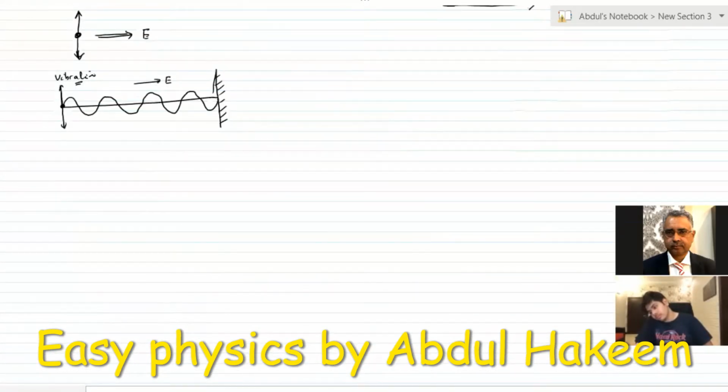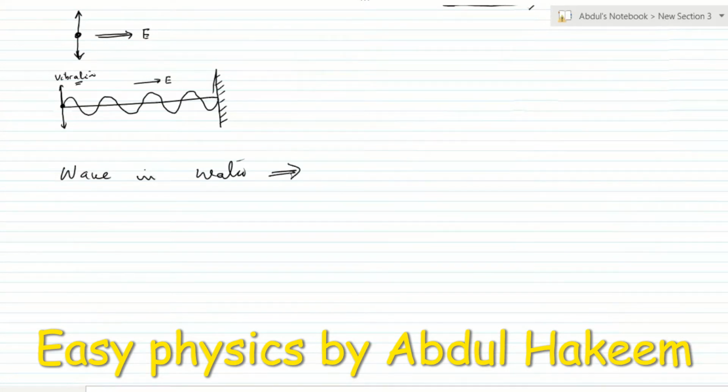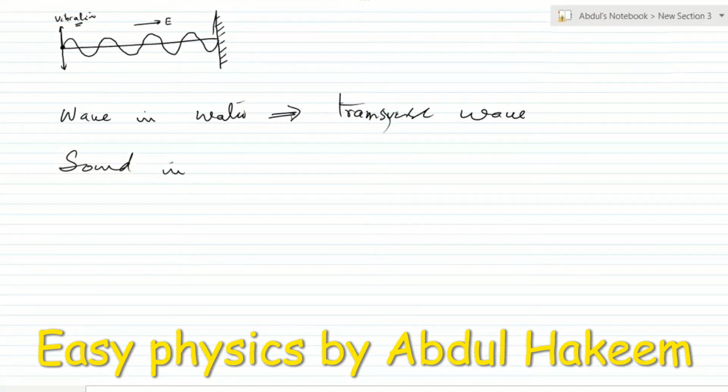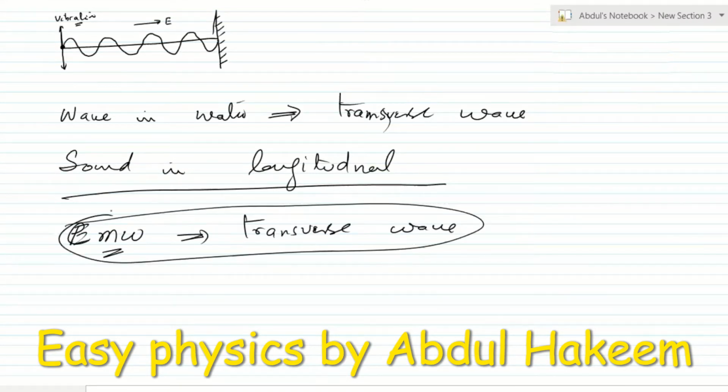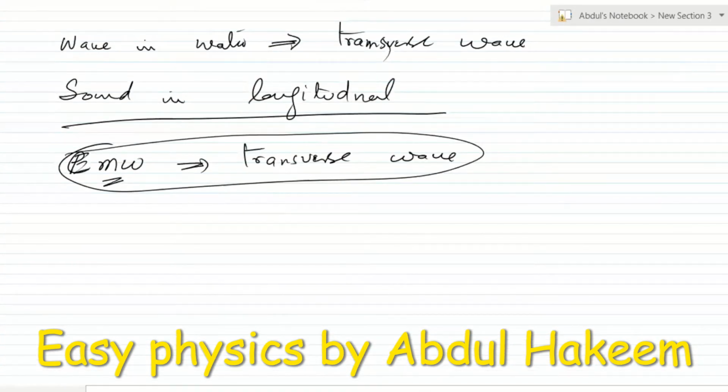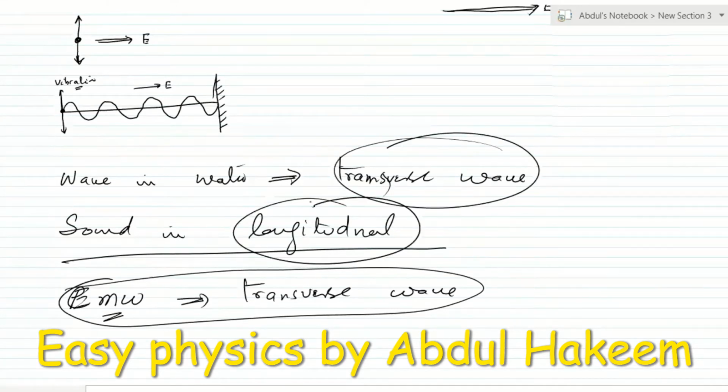So the next is, waves in water are the transverse wave. But sound is longitudinal wave. Similarly, all electromagnetic waves are transverse wave. All electromagnetic waves are transverse wave because they are produced by the perpendicular oscillation, but mechanical wave is either transverse or longitudinal. But all electromagnetic waves are transverse wave.